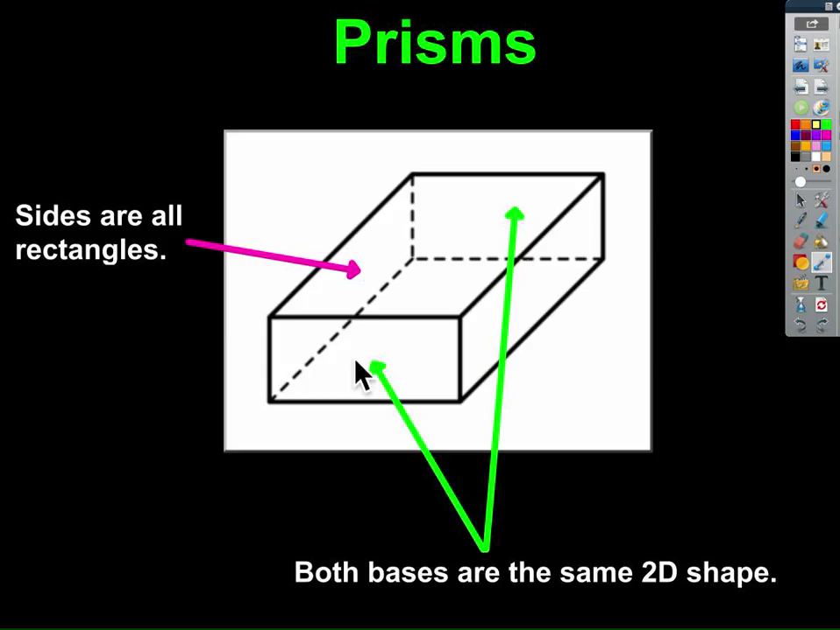Then the flat parts on each side, those are known as faces. Some faces are different two-dimensional shapes, like this one is all rectangles that are put together to make this box. Okay, so the faces are the flat parts, the vertices are the corners, and the edges are the lines.